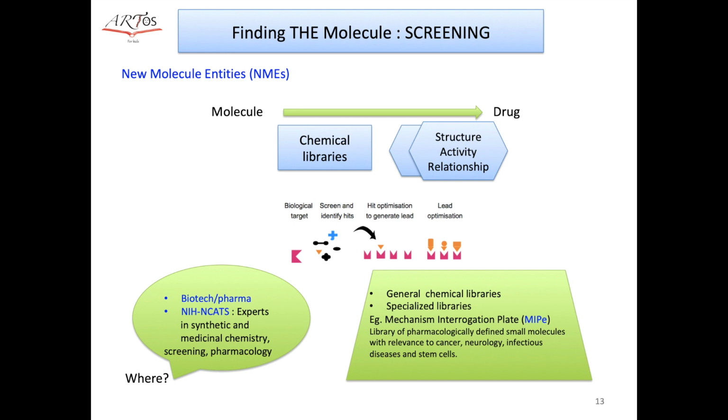You are also free to perform your screening in academic labs, but keep in mind that they will not have medicinal chemists and highly specialized pharmacologists, so you will need to seek for this expertise externally. The choice and access to chemical libraries are also separating between private and public, but also between general or specialized libraries, such as the MIPE, available at the NCATS, that will have compounds specific for certain disease areas.